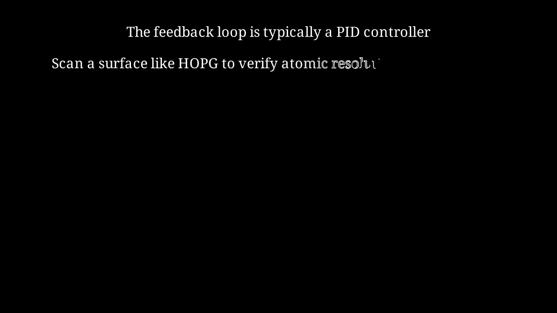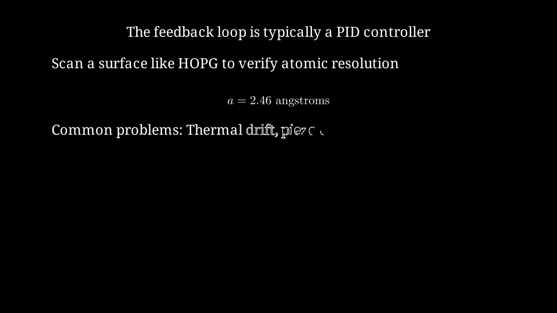For your first real image, scan a surface like highly oriented pyrolytic graphite. If your system is working properly, you should see the hexagonal lattice of carbon atoms. The lattice constant of graphite is 2.46 angstroms. If you can resolve features at this scale, you've achieved true atomic resolution. Common problems at this stage include thermal drift, where temperature changes cause the tip or sample to move, piezo creep, where the scanner doesn't respond linearly, and tip contamination, where atoms or molecules adsorb onto the tip apex.